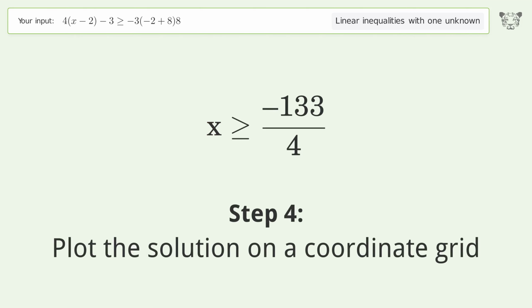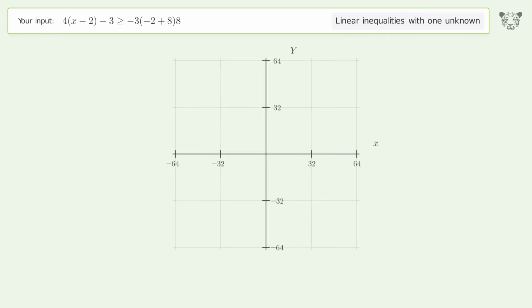Plot the solution on a coordinate grid. And so the final result is x equal or greater than negative 133 over 4 equal or greater than negative 331 over 4.